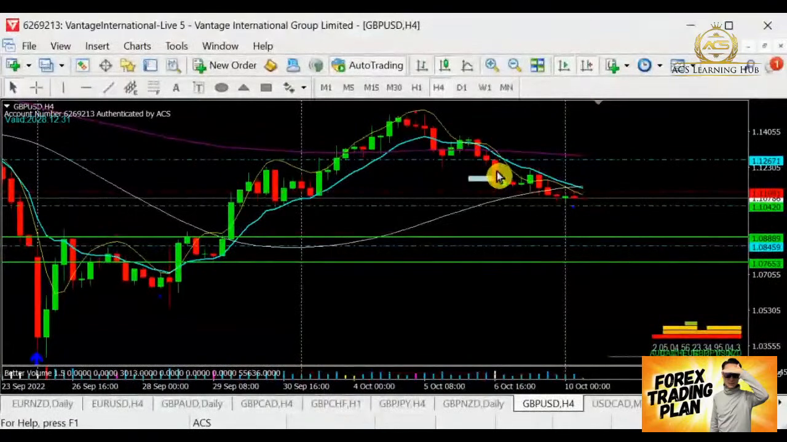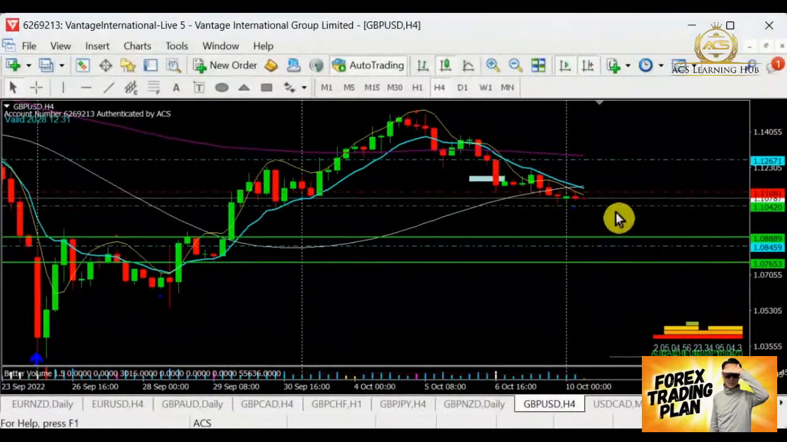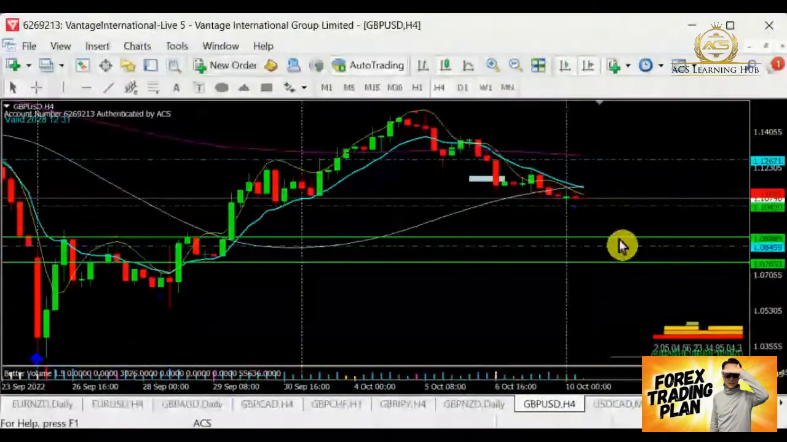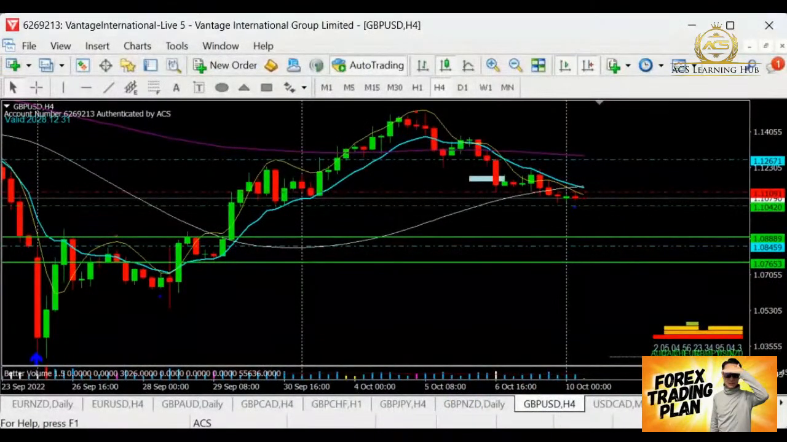In this case, I will do some scalping until it breaks the support here. Then I will be going aggressively in this area. So that's for pound dollar. Pound dollar looks good. I'm going to put pound dollar into my watch list.